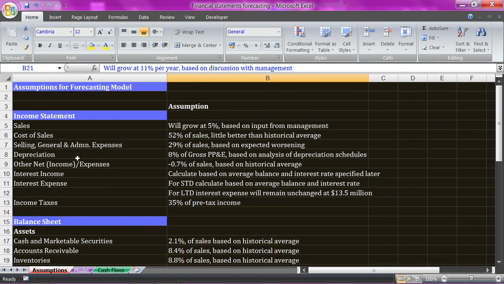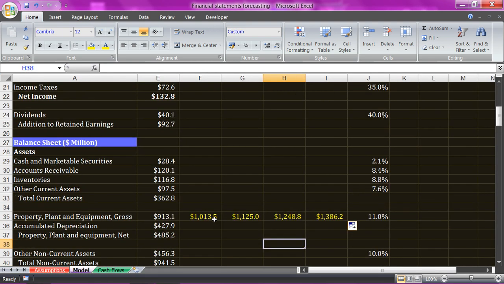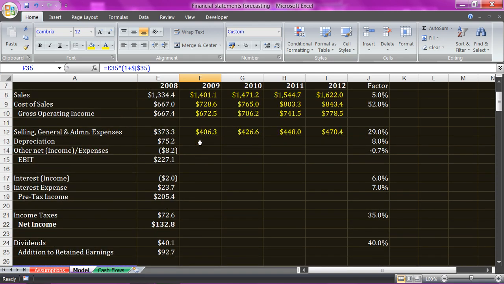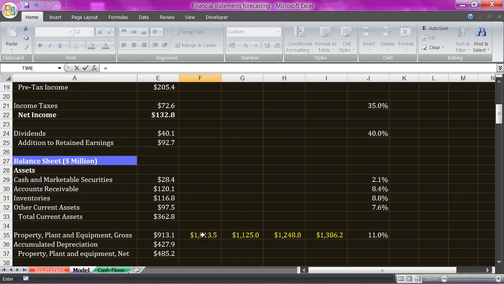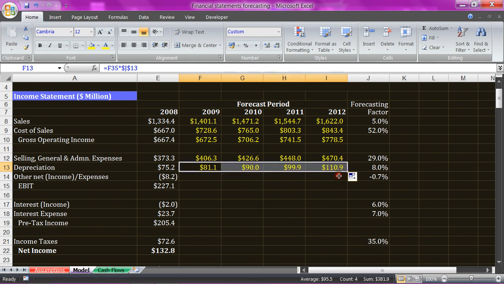For depreciation, the assumption is 8% of gross PPE. So 8% of the percentage of this one. Okay, depreciation will be this equal to this multiplied by 8%, and we need to freeze that one, enter. Okay, after getting this one, drag till 2012.